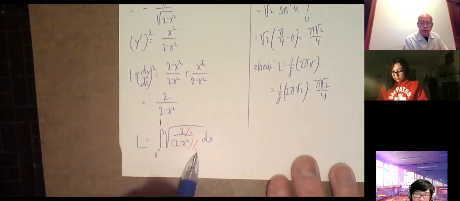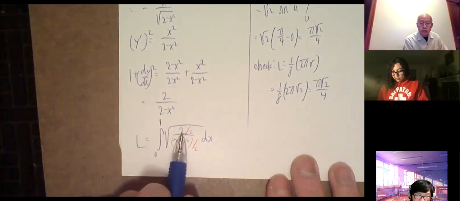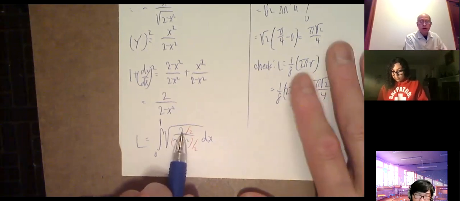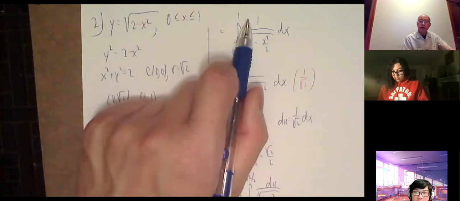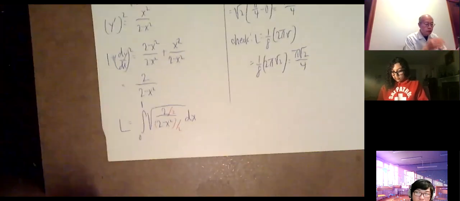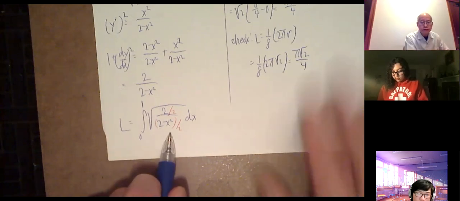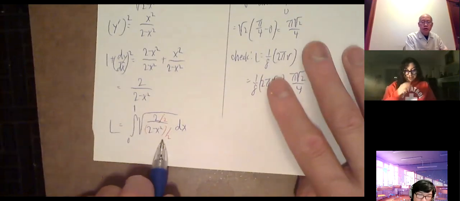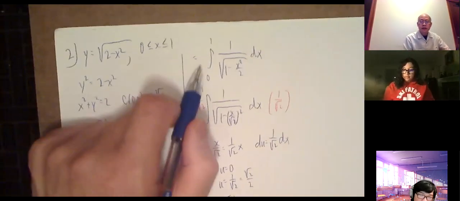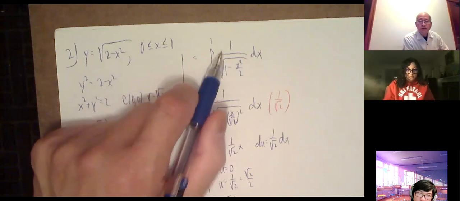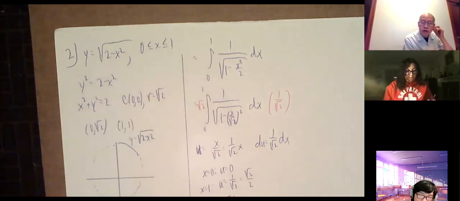I can use substitution. So divide top and bottom by 2. That's going to become a 1, and by the way, the square root of 1 is 1, so the 1 is completely out of the radical. And divide this by 2. 2 divided by 2 is 1, and then I have x squared over 2. So it now looks like this: the integral from 0 to 1 of 1 over radical 1 minus x squared over 2.